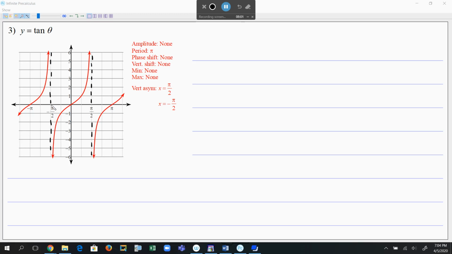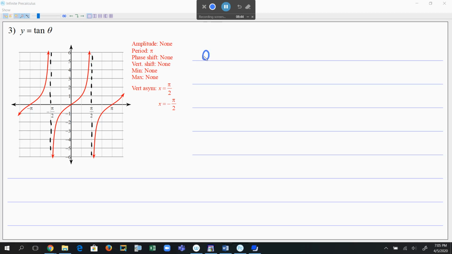But the period of tangent will be pi. It means that the graph will repeat the same pattern again for every pi. Okay. And tangent doesn't have amplitude. The graph of tangent doesn't have amplitude. Why? Because we don't have any absolute maximum or absolute minimum. And there's no phase shift. There's no vertical shift. Now the next step, I'm going to go back and make a table of tangent so that you can see why we say that.